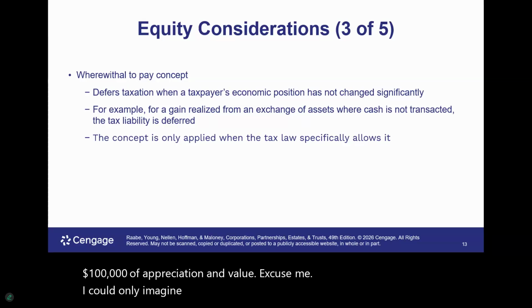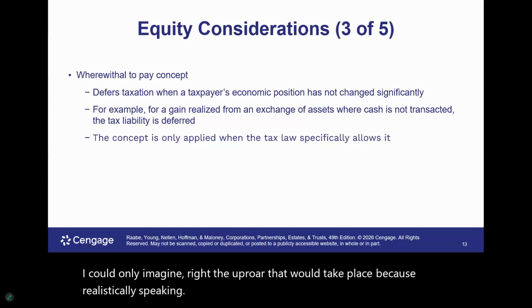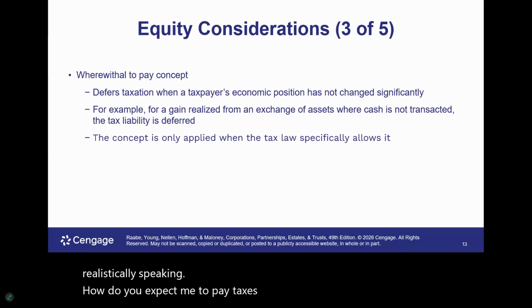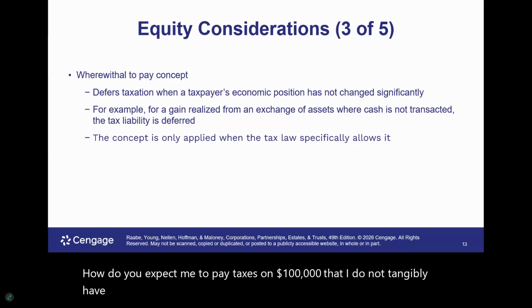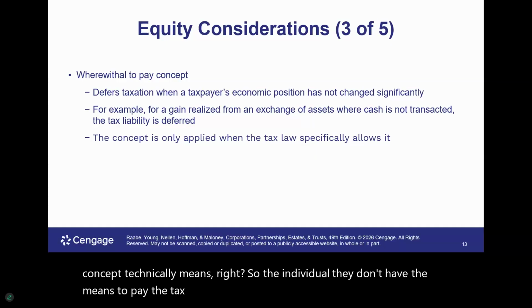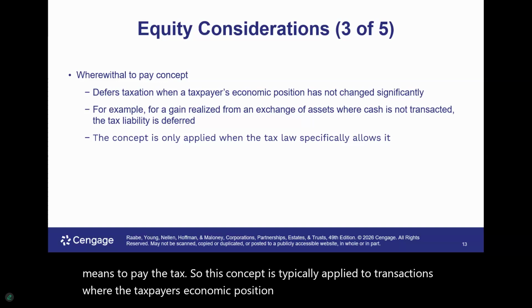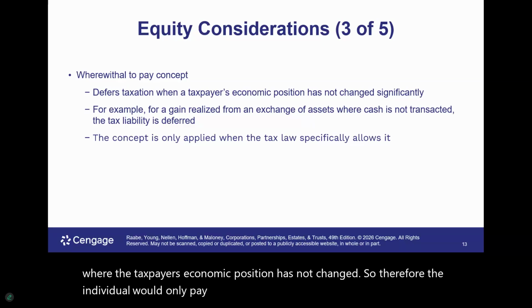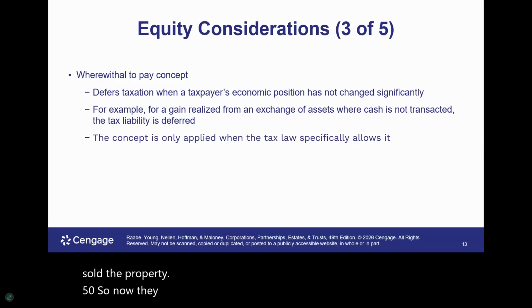The uproar that would take place, because realistically speaking, how do you expect me to pay taxes on $100,000 that I do not tangibly have? So that's ultimately what this wherewithal to pay concept technically means, right? The individual doesn't have the means to pay the tax. So this concept is typically applied to transactions where the taxpayer's economic position has not changed. Therefore, the individual would only pay taxes when they actually sell the property. They sold the property for 150, so now they have $100,000. Now Uncle Sam comes knocking. Yes, he wants a piece of the pie.